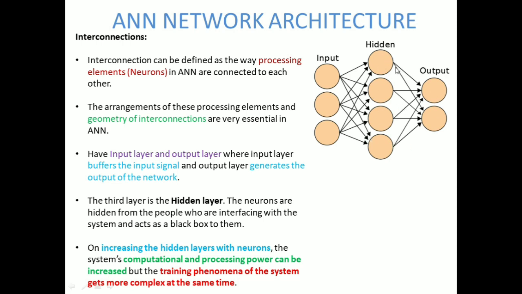Okay, and one thing we have to remember is that whenever we increase these hidden layers of neurons, the system's computational and processing power can be increased, but at the same time the training of the system gets more complex also. So adding hidden layers of neurons will increase the computational power and processing power, but at the same time the complexity of training these particular neural networks is going to increase.